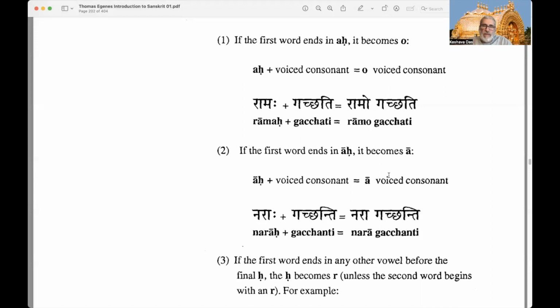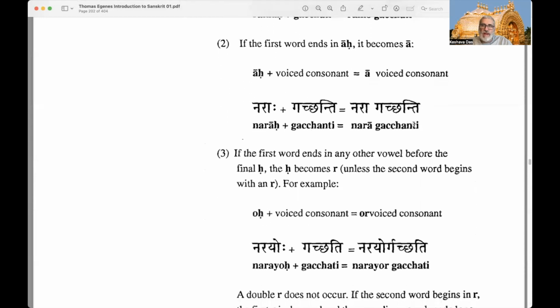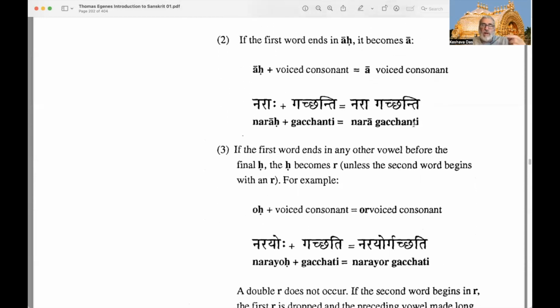So here we have the example: Ramaha, short a visarga. The second word begins with g, in gachati. G is a voiced consonant, so Ramo gachati. Ramo gachati. Okay, easy. Okay, so the next thing is, what about a long a visarga? A long a visarga, it becomes long a.